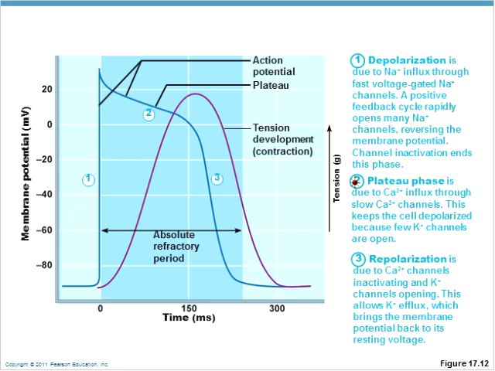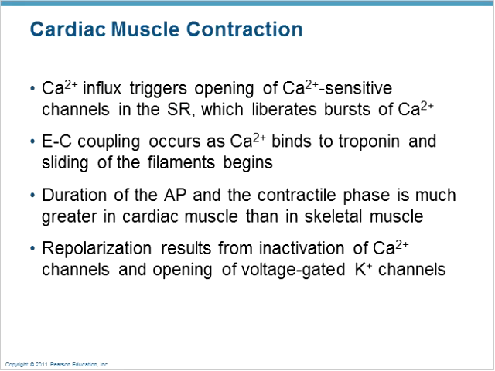The plateau phase is really due to the calcium influx through the slow calcium channels, and this keeps cells depolarized because few potassium channels are open. Repolarization is due to calcium channels inactivating and potassium channels opening. This allows potassium efflux, which brings the membrane potential back to its resting state. So there's depolarization, then repolarization.